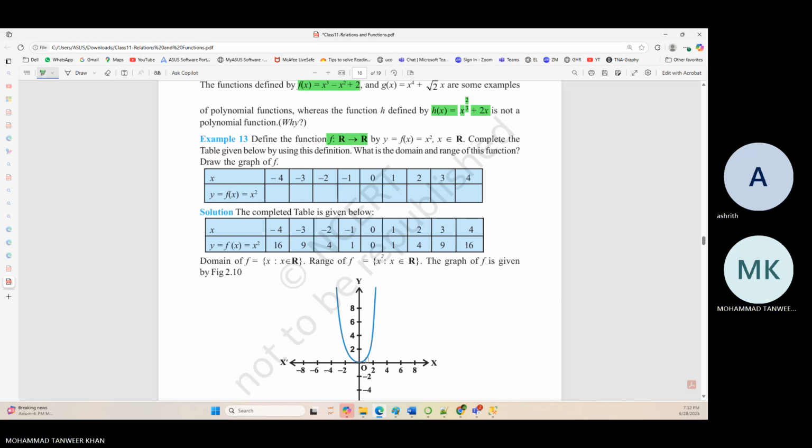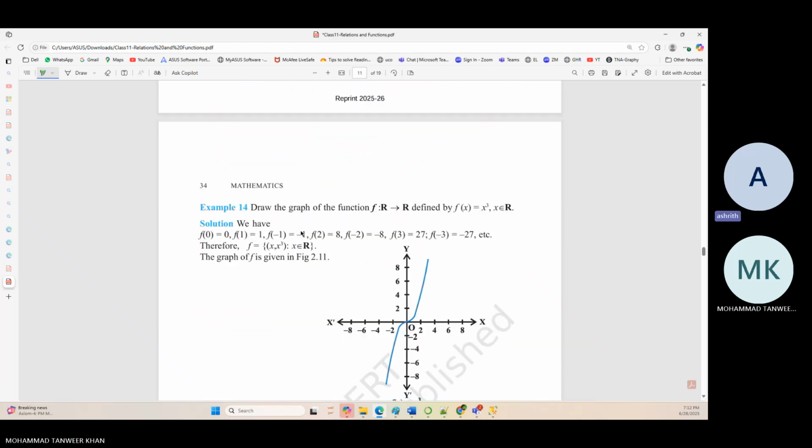Is this an identity function? No, it's a polynomial because x square is there. It's not an identity function. Identity function means whatever input you give, you should get the same output. Input is equal to output. But here, input is minus 4, output is 16, which is different. Input is minus 3, output is 9. Different, right? Understood? Yes, sir.